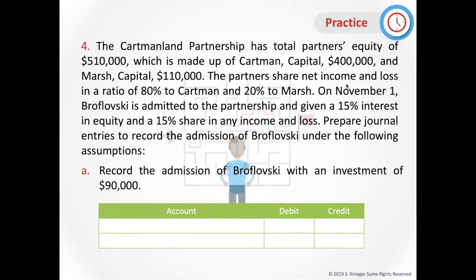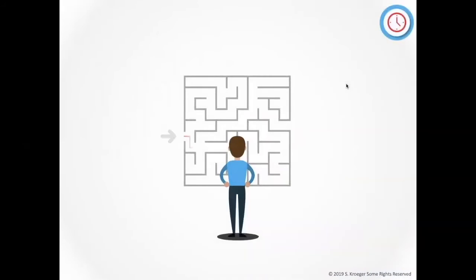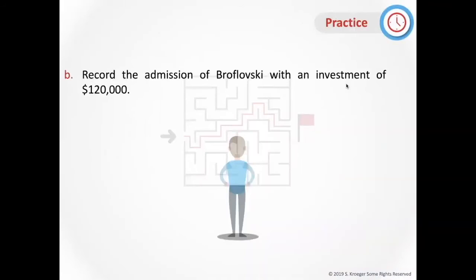The journal entry for this is actually pretty easy to do. The company is getting the cash, it's getting the asset, therefore cash will be debited by 90,000 because that's how much the business is getting. We then also need to add the new partner onto the books. We have to put Broflovsky's capital account down. And because the investment is worth the amount he's giving, the capital is also 90,000.